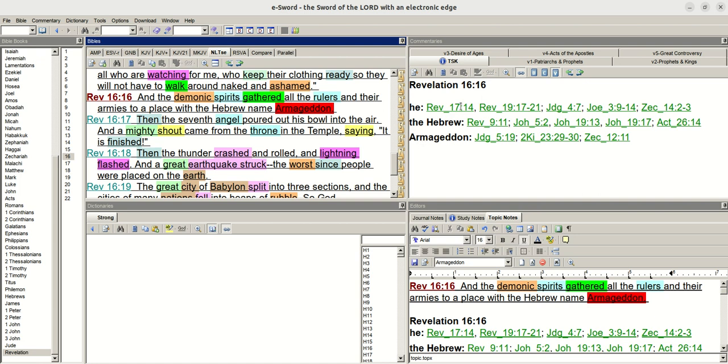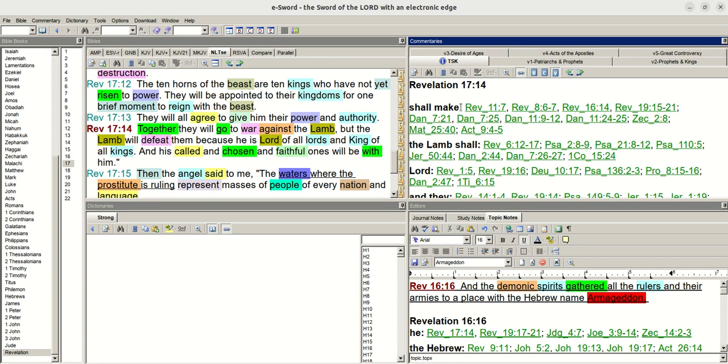And we can just hover over these, which usually pops up, but when I'm recording and using this recorder, these things tend to not pop up. If I wasn't recording, they would pop up. But what we can do is just click on these and it'll take us right to the verse. So what do we get when we see Revelation 17:14? Together they will go to war against the Lamb, but the Lamb will defeat them because he is Lord of all lords and King of all kings, and he is called and chosen, and faithful ones will be with him.